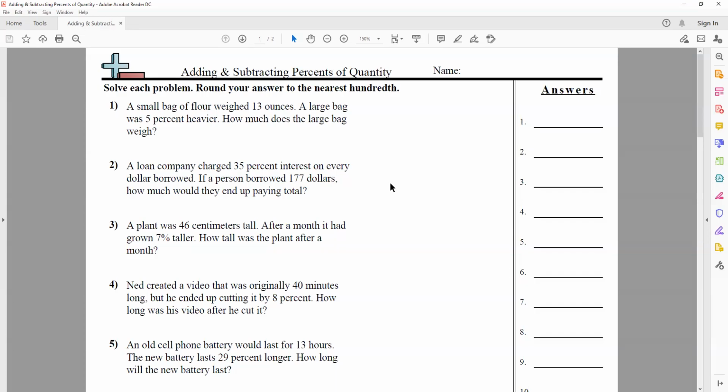All right, so how much does the large bag weigh? You got to find out the large bags. So what are you thinking? I don't know. Okay, let me help you. The small bags are 13 ounces, okay? The large bag is 5% heavier. So let's find out what 5% of that 13 ounces is. How do you do that?